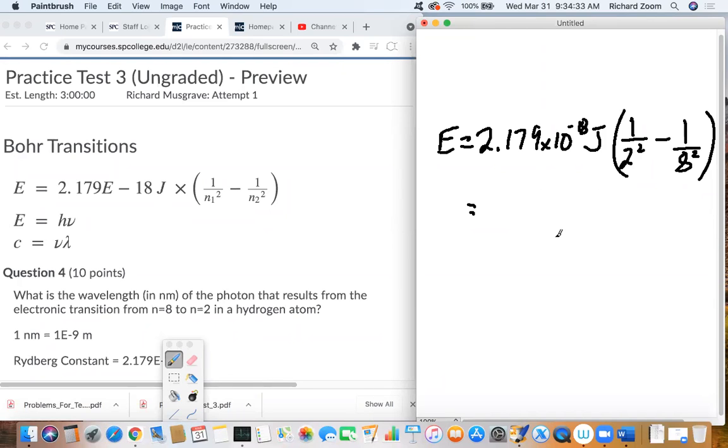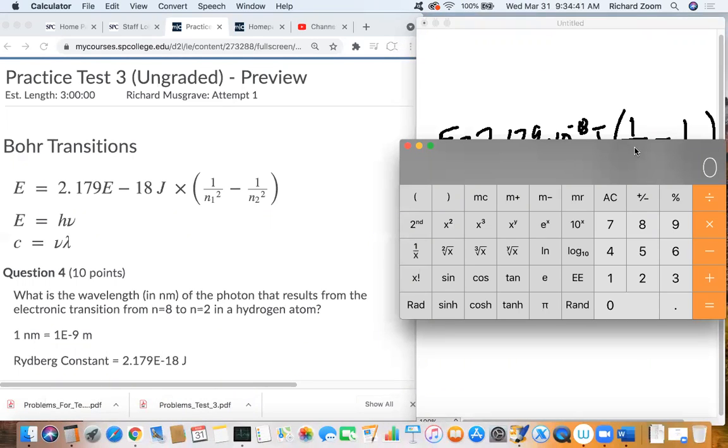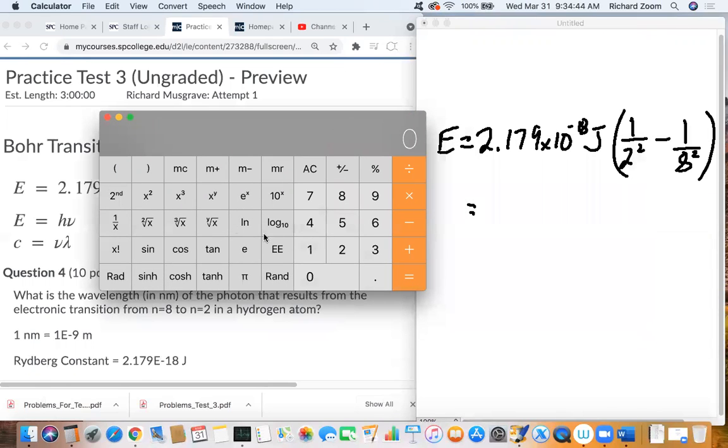And the energy is going to come out in joules. So let me show you. I'll get the calculator here. It's effectively 1 quarter minus 1/64 is how I would do it. And on this calculator, I'll do 1 over x minus 64 and then 1 over x there. And that gives me the result for this. Is everybody okay so far? Does anybody have any questions?